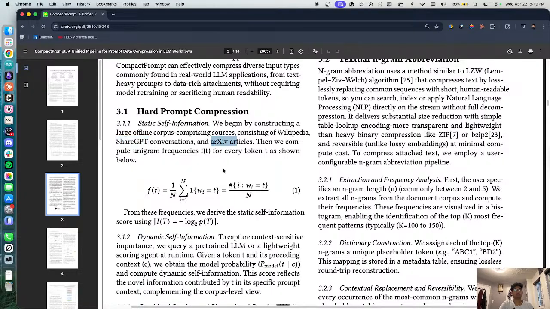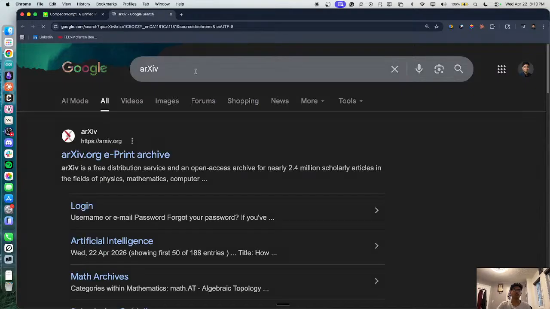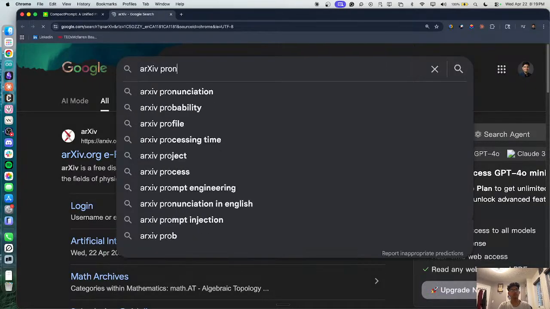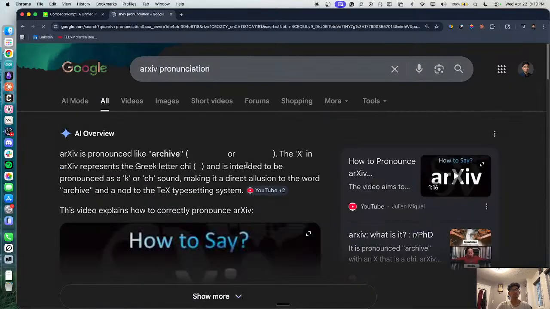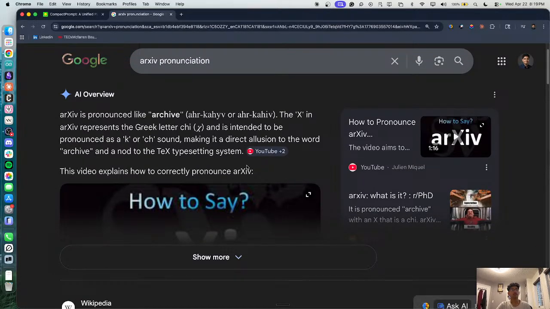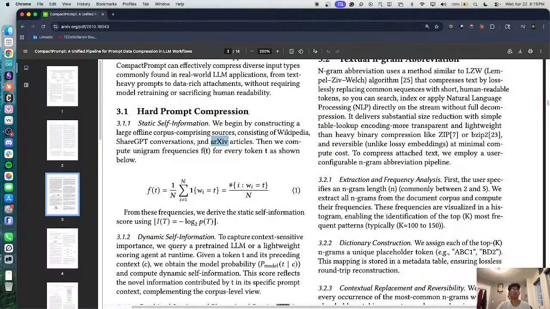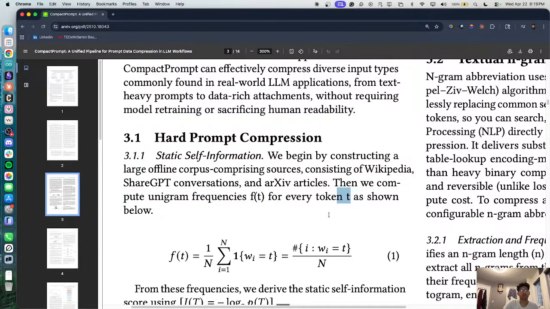And articles like this, right, in arXiv. I'm curious, how do you pronounce this? I've never actually learned how to pronounce this. Oh, archive. Okay, so it's just archive. So, and archive articles. Then we compute unigram frequencies f_t for every token t as shown below.